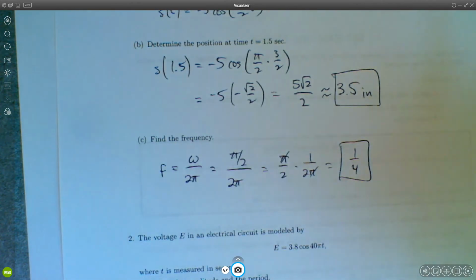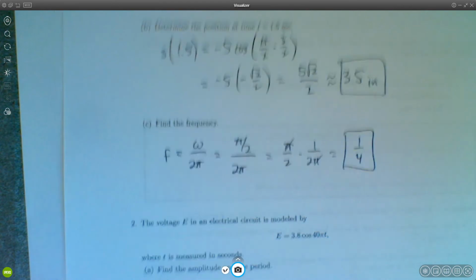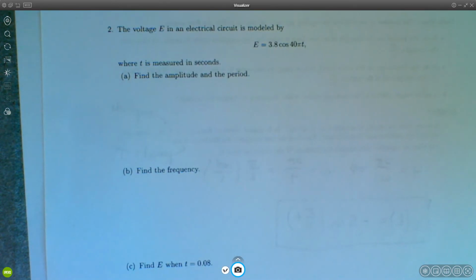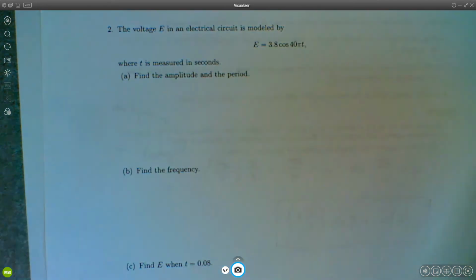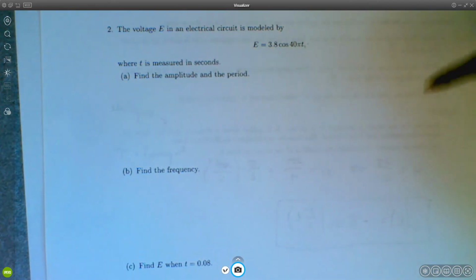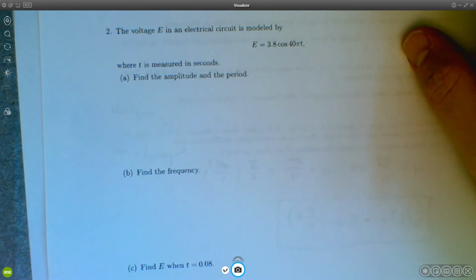Okay, so that's really all there is to this section. You'll be asked to work out problems like that. You might also be asked about things like this. So it says the voltage E in an electrical current is modeled by this function here, where T is measured in seconds. Part A asks us to find the amplitude and the period.